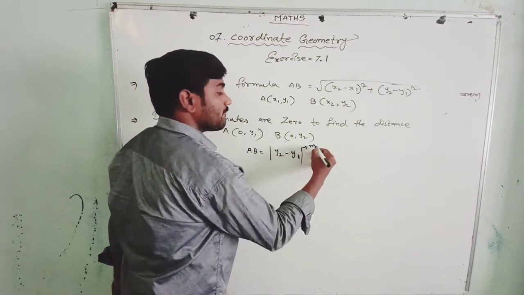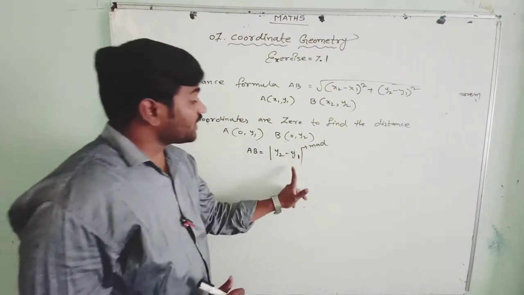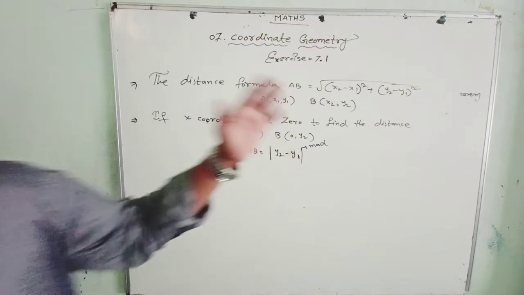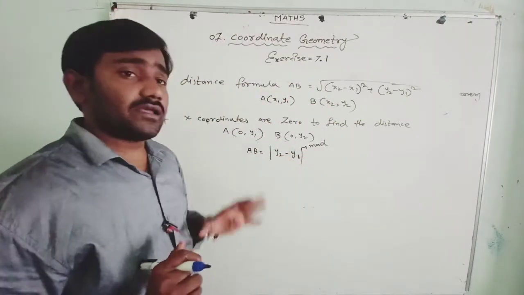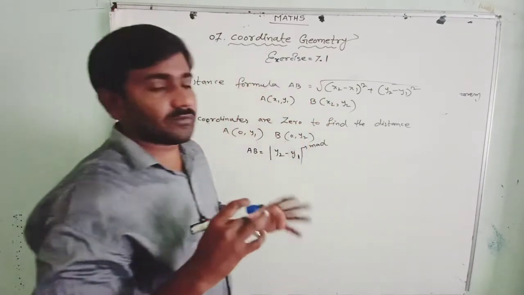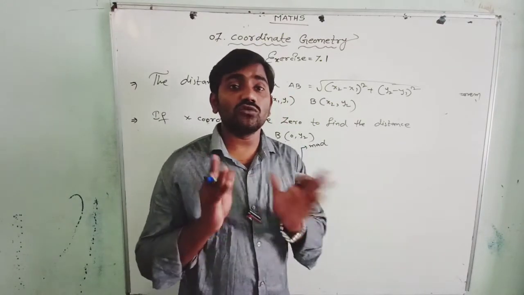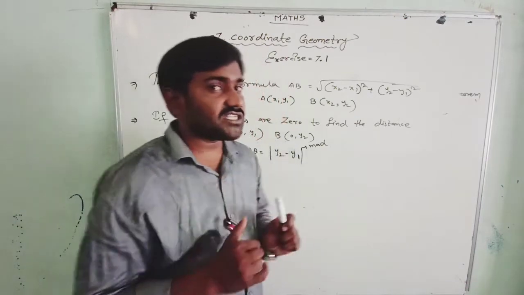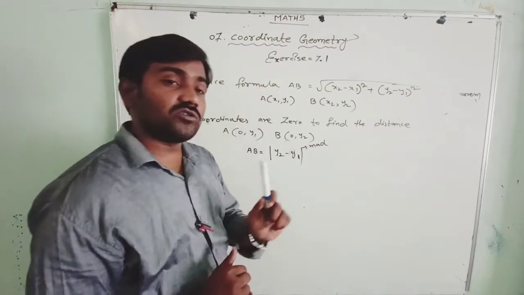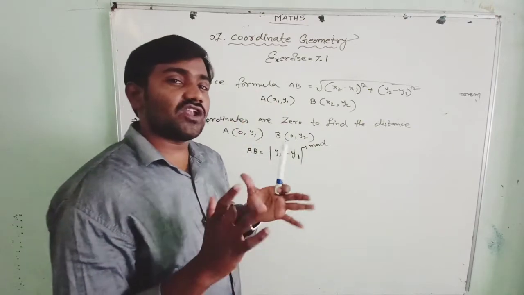Mod y2 minus y1. This is called mod. What is the meaning of mod, sir? Where will it be used? What is the use of this? So I will tell you, children, please concentrate here. The mod will always give us a positive value. The mod is used only to change negative values into positive. Why do we need to change a negative value into a positive? As we have discussed just before, in this chapter we are going to find only the distance, so the distance will not be negative.